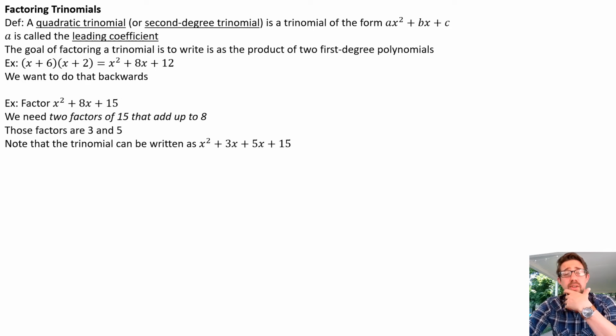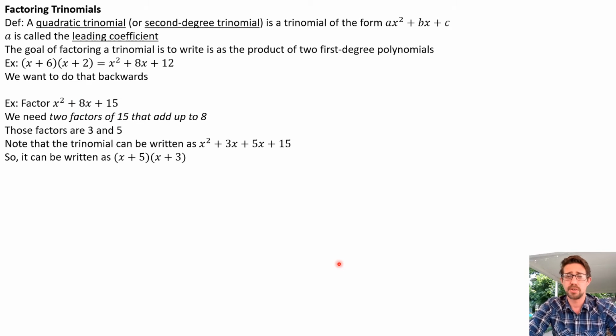So notice that 3 and 5 summing to 8, we could take the original thing, you don't have to do this, and say we can split the 8x into 3x plus 5x. So it's x squared plus 3x plus 5x plus 15. Now, if you look back at this, what that tells you is this can then be condensed into something that looks like this. And what are these numbers that go in here? They're 3 and 5. So this can be written as x plus 5 times x plus 3.